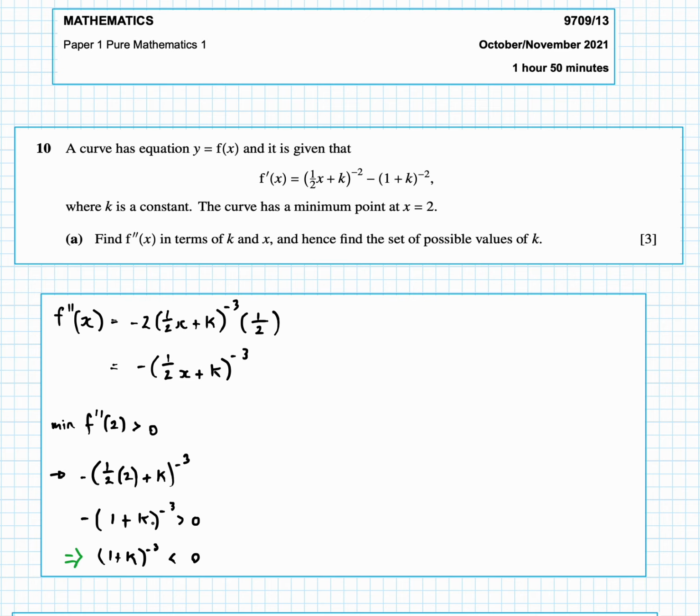So we'll end up with 1 plus k to the minus 3 is less than 0. So 1 plus k is less than 0. So k will be less than minus 1. You just move your 1 to the other side there. So k has to be a negative number. It can't be minus 1. So k is less than minus 1. And that's our answer there for part A.